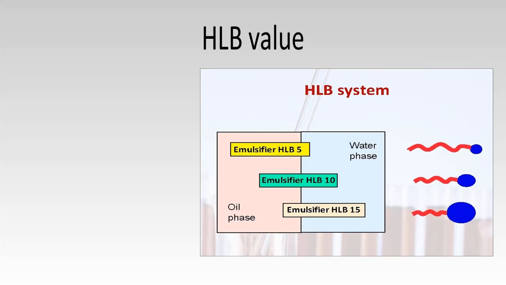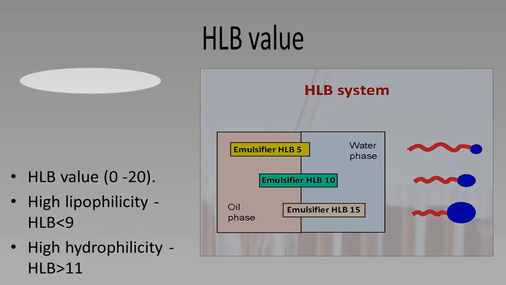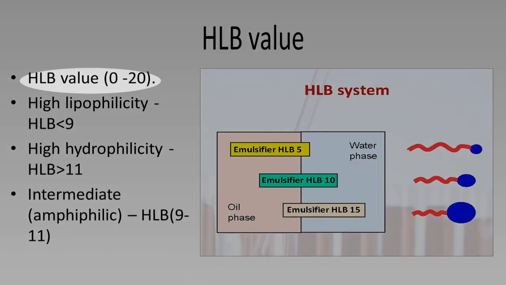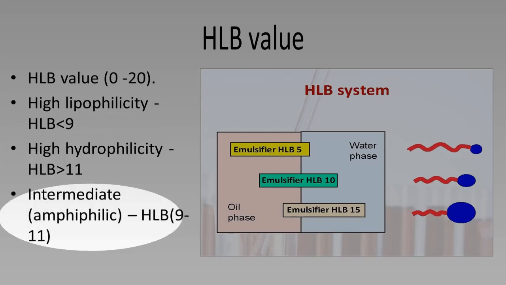The HLB value usually lies in the range 0 to 20. That is, for a high lipophilicity emulsifier the HLB value is very low, HLB less than 9. For a high hydrophilicity emulsifier the HLB value is very high, HLB greater than 11. For an intermediate or amphiphilic emulsifier the HLB value lies in the range of 9 to 11. The behaviors and functions of emulsifier to water depend on HLB.